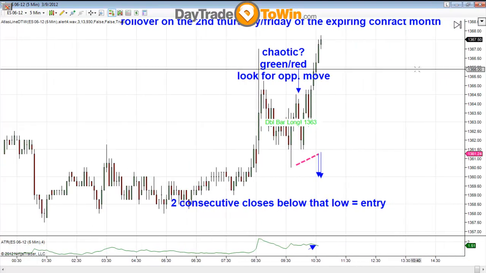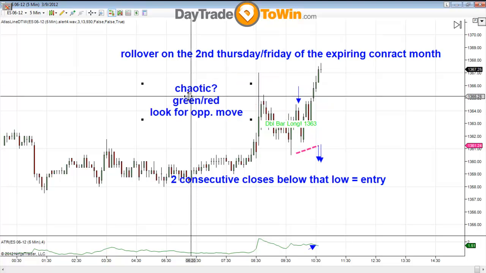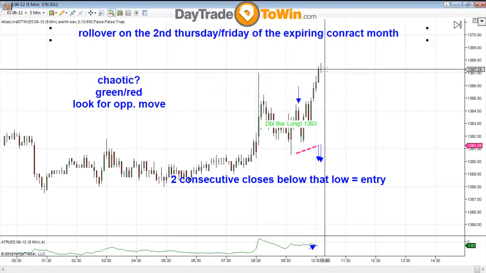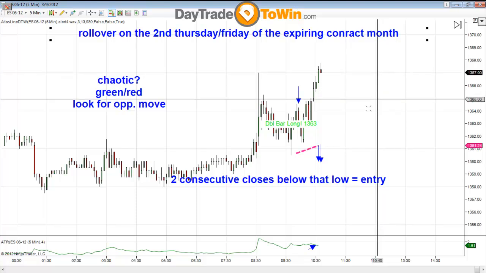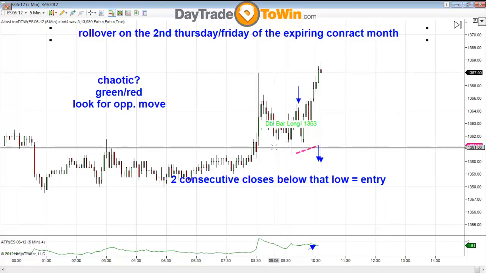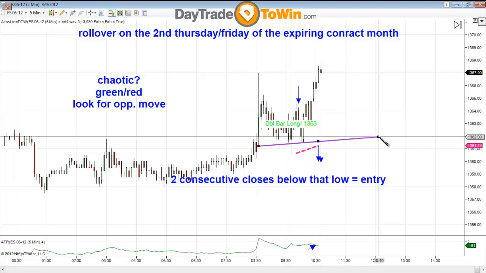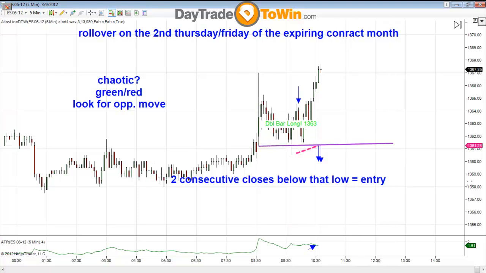Wow, it's really moving up. Hey, you know what? It may just move higher. But again, do not be surprised if this happens. It may happen.